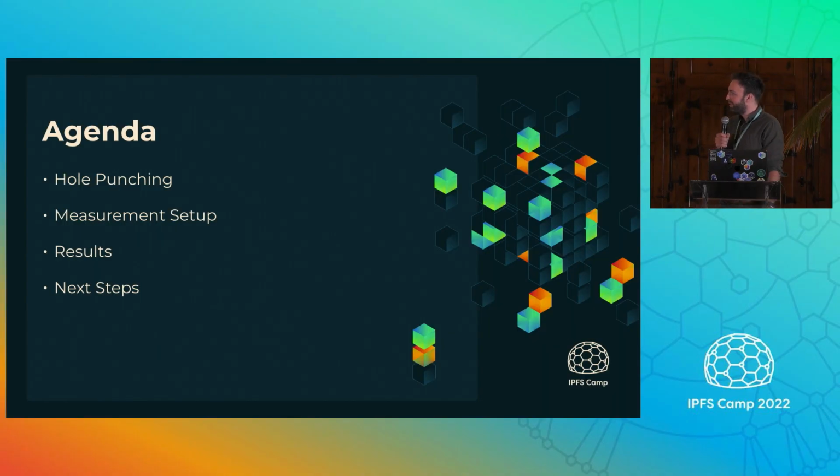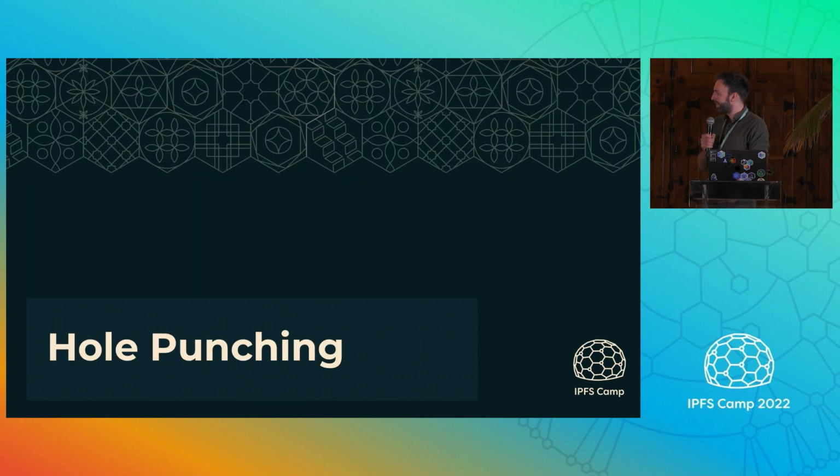In this talk, I will briefly discuss how hole punching works, and specifically the DCUTR protocol, then how we intend to measure that, so our measurement setup, and then the fun part, all the different graphs and results from that, and also some next steps going forward. All right, hole punching. So what's the motivation?